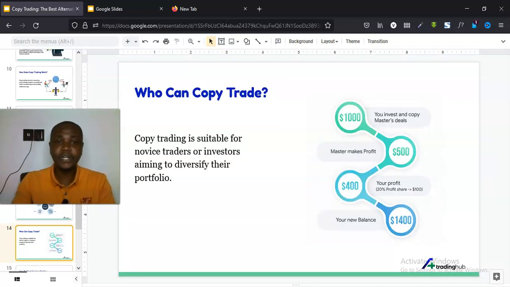Who can copy trade? For me, I will say copy trading is suitable for novice traders and investors aiming to diversify their portfolio. So if you're already a profitable trader, I don't actually see any need for you to copy another strategy provider. Just focus on your thing and improve. But if you're a total newbie, a novice trader, you just want to learn the ropes, or you are just an investor, then I recommend copy trading for you.